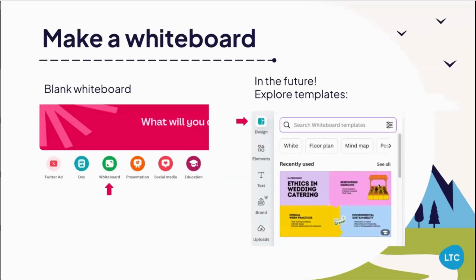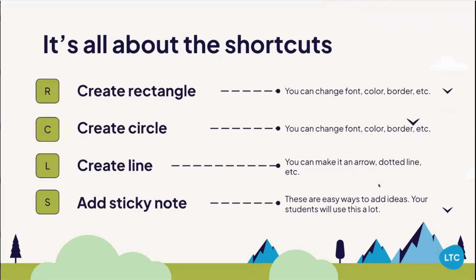I'm going to go over a few shortcuts that are going to make it really easy for us to build in Canva Whiteboards. These shortcuts are going to be key for just getting it done very quickly with what you need. So the first is that to create a rectangle or to create a circle, you can use the R button and the C button.